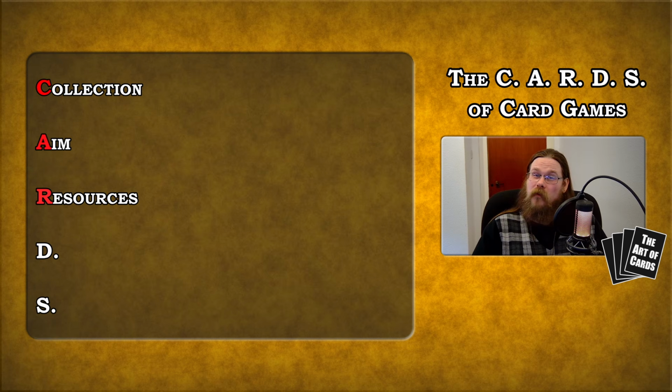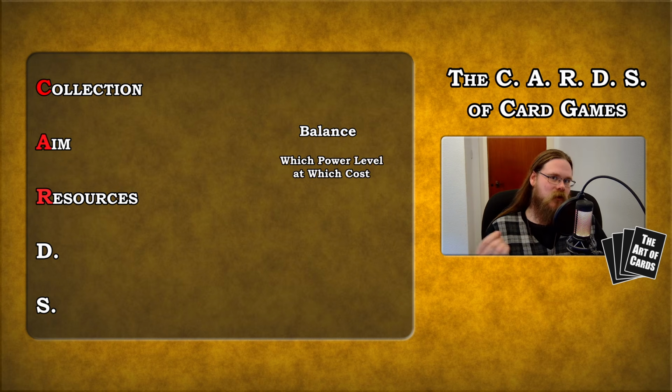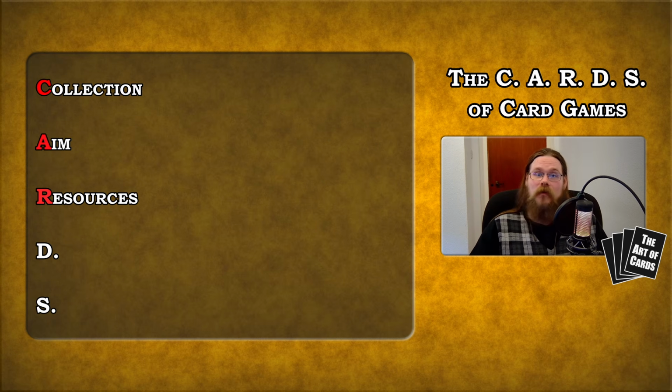So another thing we have under the resource category would be balance, so balancing of your game. It's basically because it's the resources that determine which power level comes at which cost. This is of course to try and minimize the impact of power creep to make sure everything plays out roughly the same. So resources is all about the economy of your card game.